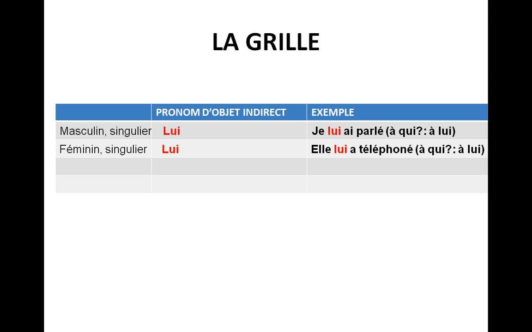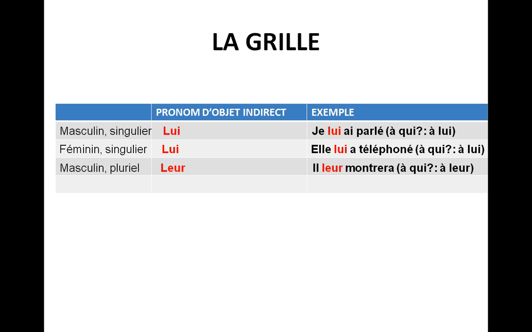Okay? Feminine singular stays lui. So if you have a feminine noun, then you have to replace or name it. Elle lui a téléphoné. À qui? À lui. So she phoned to whom? To her. Lui still stays lui, even if it's her or it's him. In English, you have her and him. To him, to her. In French, it stays lui. So it's a little easier, right?